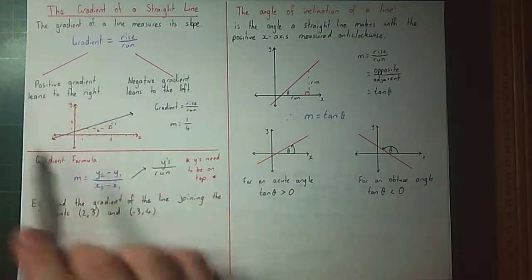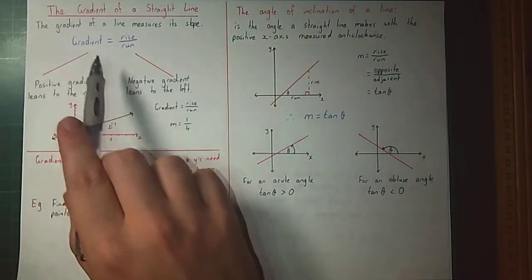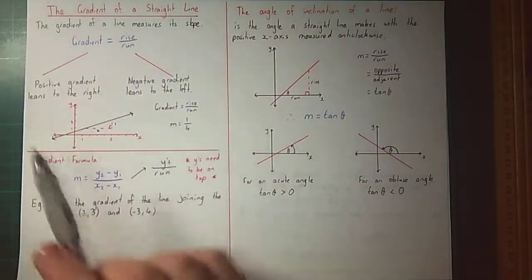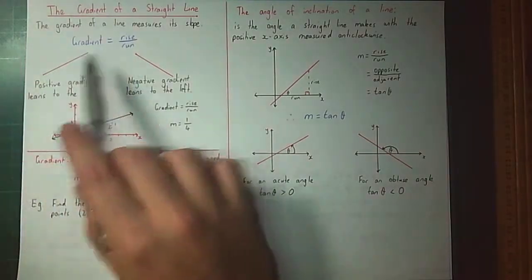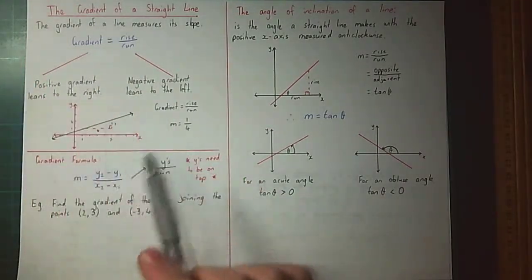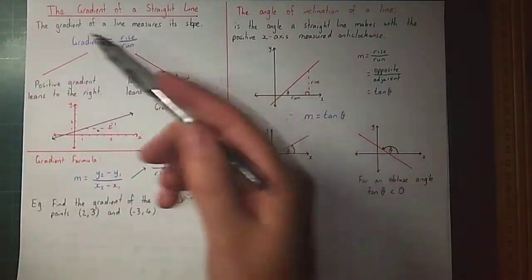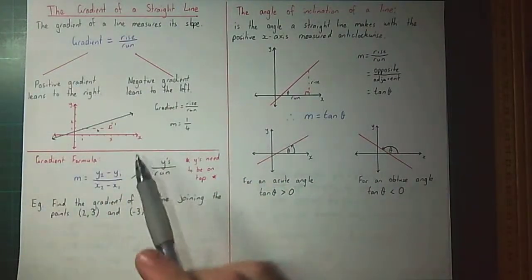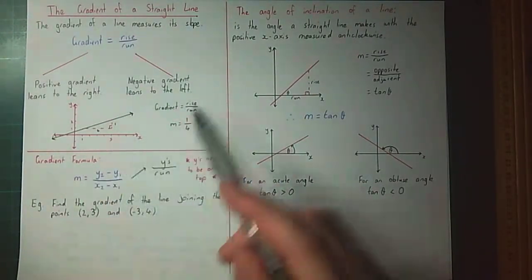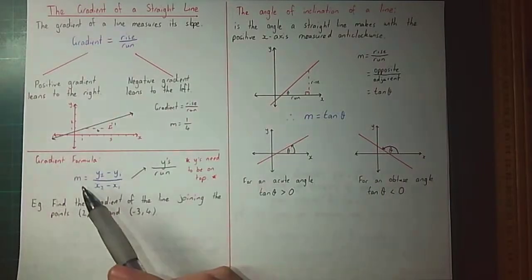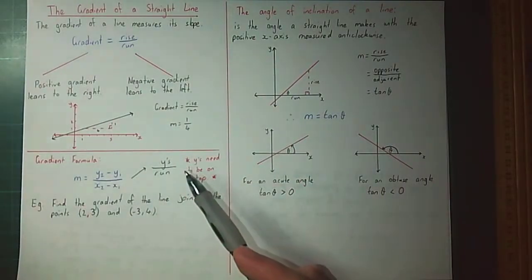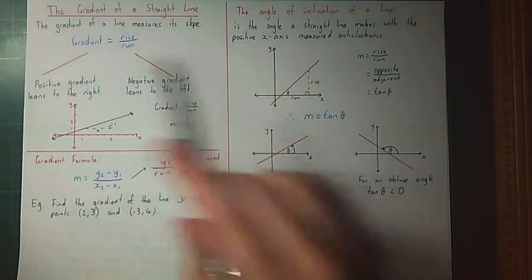Now up until this point we know that the gradient is the rise over run, and given a line, if it's shaped like this, as in it's leaning to the right, it's a positive gradient, and if it's leaning to the left in this way, it's a negative gradient. That's important to know, because if you do the rise over run, you need to know whether it's a positive gradient or a negative gradient.